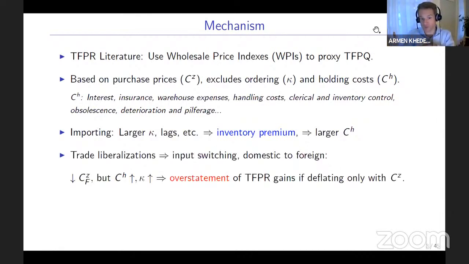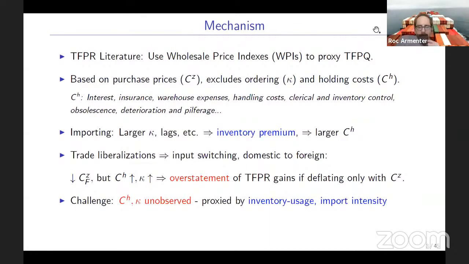Now, when firms switch to those foreign goods, and we only take into account that their purchase prices have gone down, and we don't account for these additional costs going up, then we might mistakenly infer that either their markup or their efficiency has gone up in response to that switch to foreign goods. Now, of course, the challenge here is that these costs are unobserved.